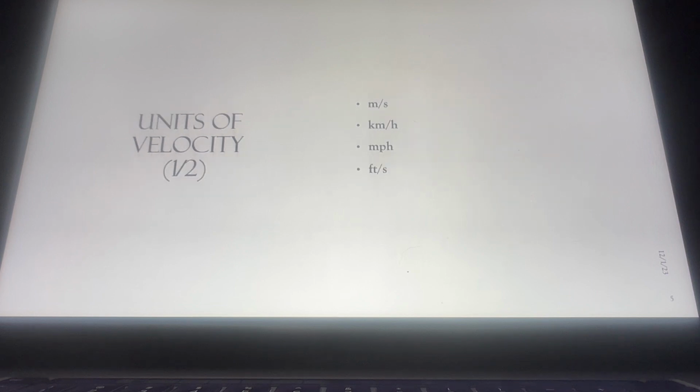So right here we have the units of velocity. You have meters per second, kilometers per hour, miles per hour, and feet per second. These units are specific to any given problem or situation. For example, when talking about cars, you're more likely to hear miles per hour rather than feet per second because it's just more common.